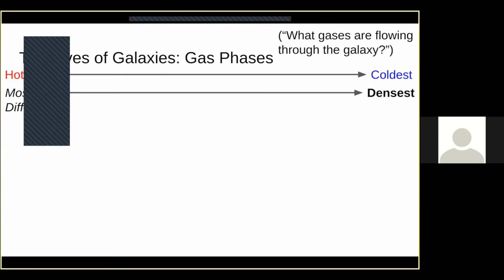So what I have here is a scale, and we're going to place the different gases that you can see in a galaxy on this scale. On the left-hand side, you'll have the hottest gases, and on the right-hand side, you'll have the coldest. Also on the left-hand side, you'll have the least dense, and on the right-hand side, the most dense. So the least dense thing that you can see in a galaxy is its plasma.